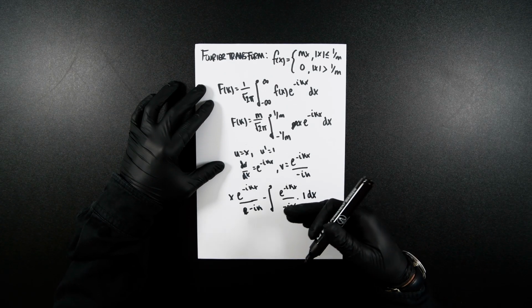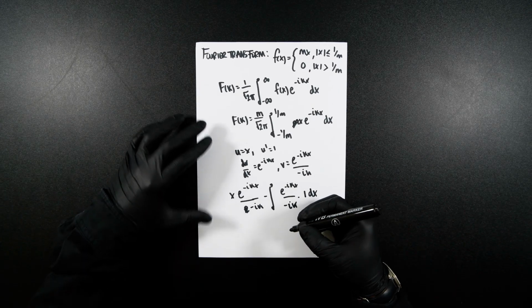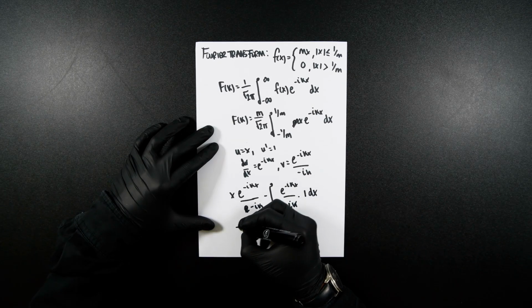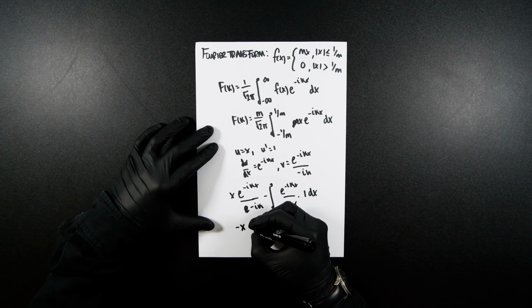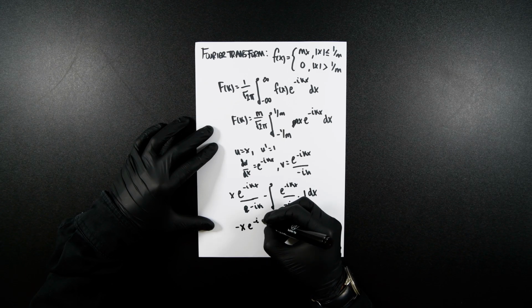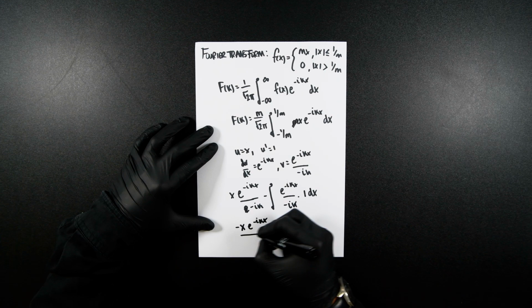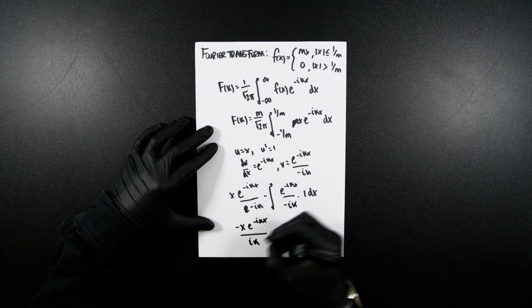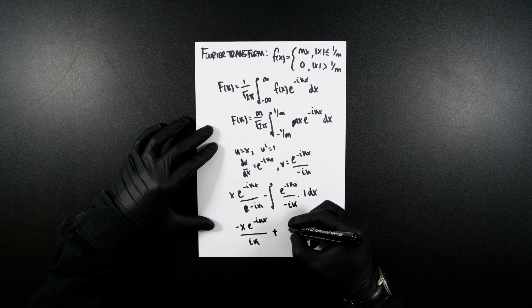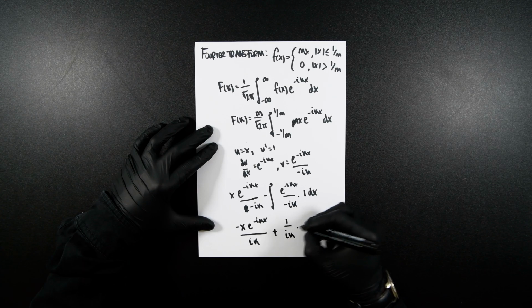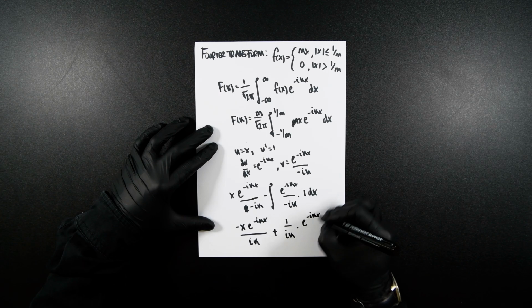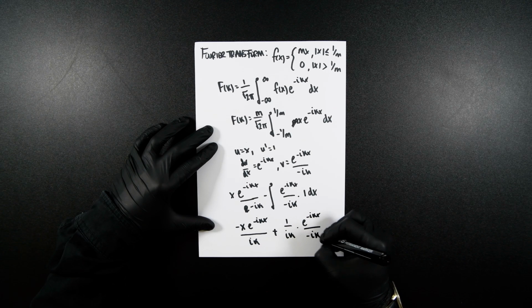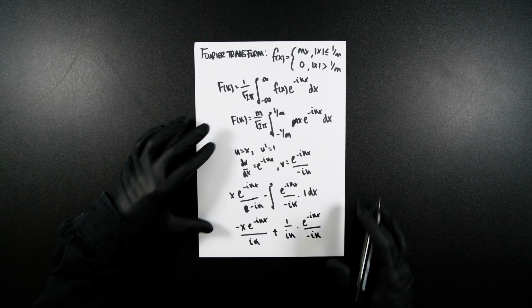We now have to integrate this again, and you're going to get minus x e to the minus ikx all divided by ik, plus, you're going to get, what is it, 1 over ik dot e to the minus ikx over minus ik. But obviously we're nowhere near finished.